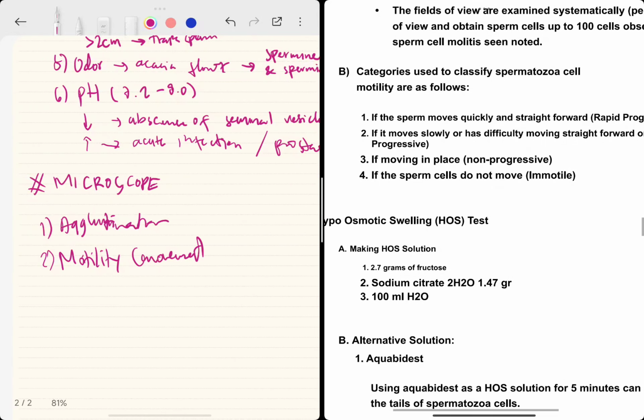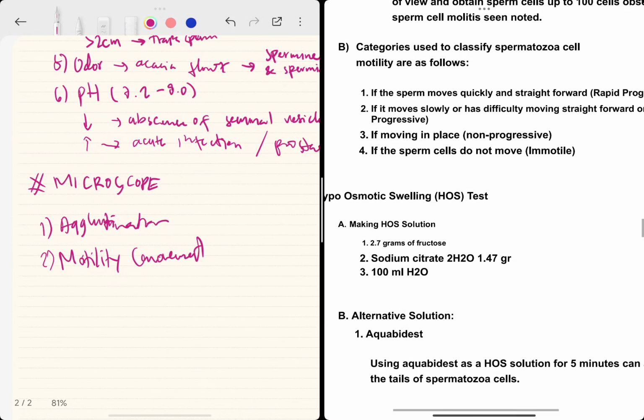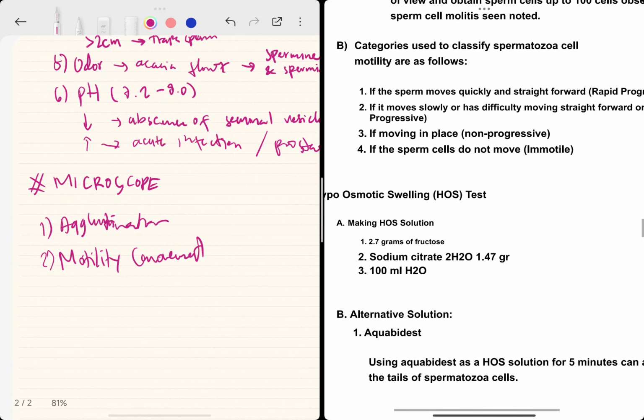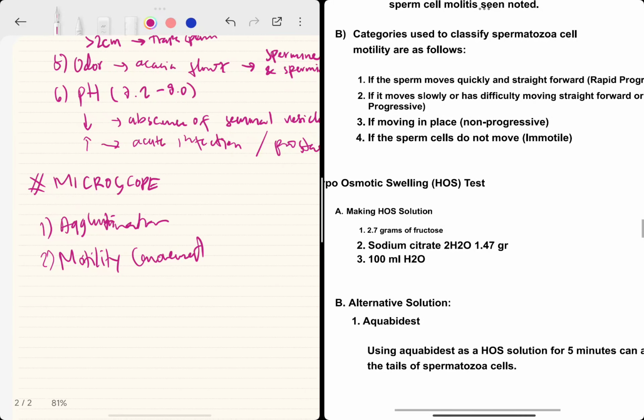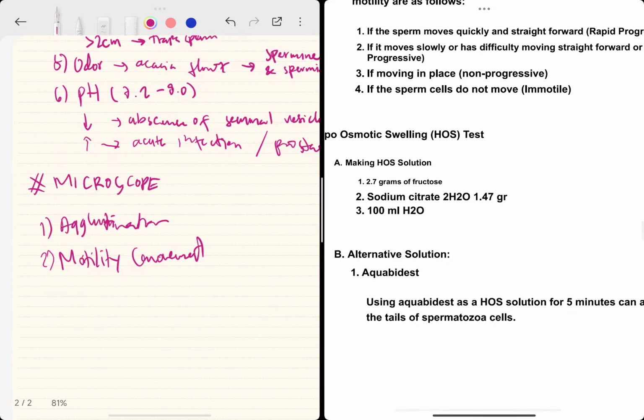And the third one is non-progressive. They are moving, but they just stay in place. I mean their tails move, they're doing some kind of movement, but they don't move to another place. And then the fourth one is if they do not move at all, just immotile. Usually it means they are dead. But to see that one, we need to do the other examination, which is called, wait, I forgot.